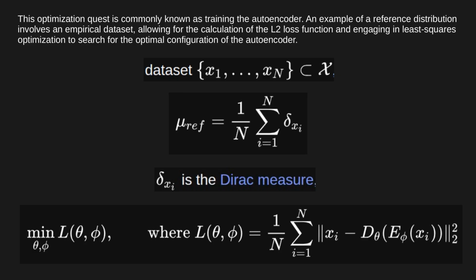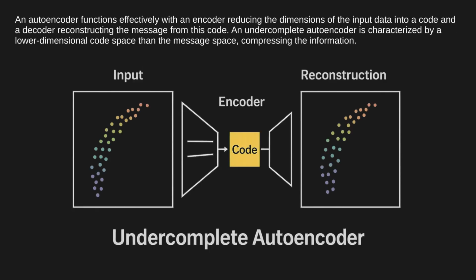An example of a reference distribution involves an empirical dataset, allowing for the calculation of the L2 loss function and engaging in least squares optimization to search for the optimal configuration of the autoencoder. An autoencoder functions effectively with an encoder reducing the dimensions of the input data into a code and a decoder reconstructing the message from this code.